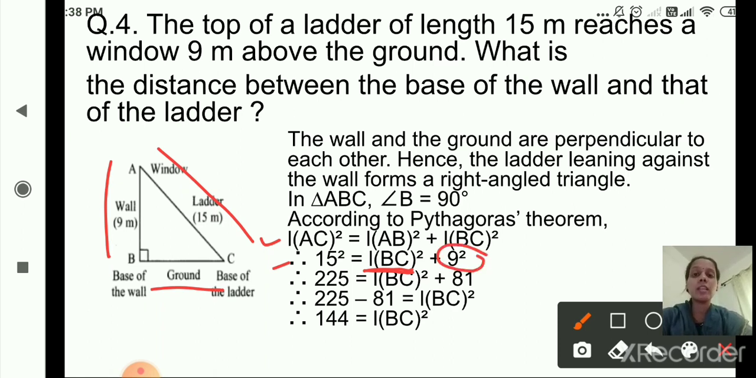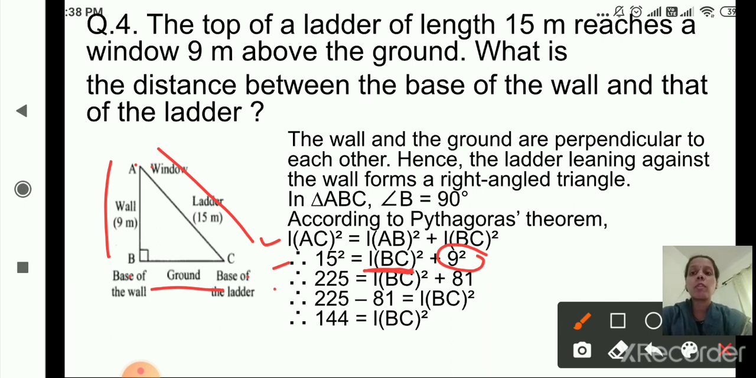Okay, hope we are clear till here. We have written the formula first, that is AC square is equal to AB square plus BC square. Now 15 square is equal to 9 square plus BC square, or here I have written BC square first and then 9 square, it is also correct, or you can write 9 square plus BC square. Okay, now in the next step we will write down the squares.